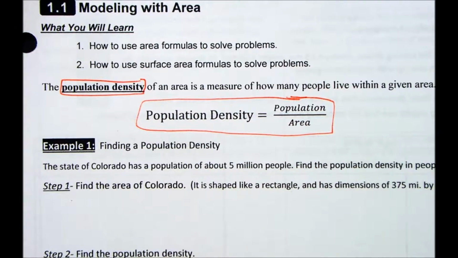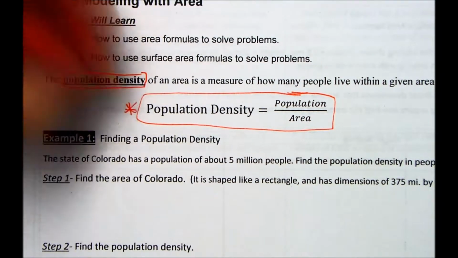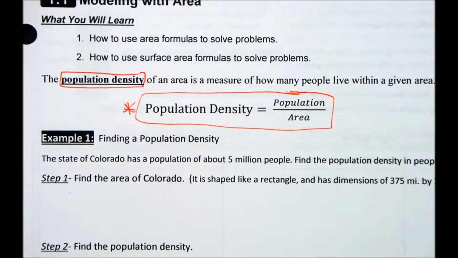So in the first couple examples we have population density of people, but make sure you know this formula. So you must know this formula. Population density equals population over area.